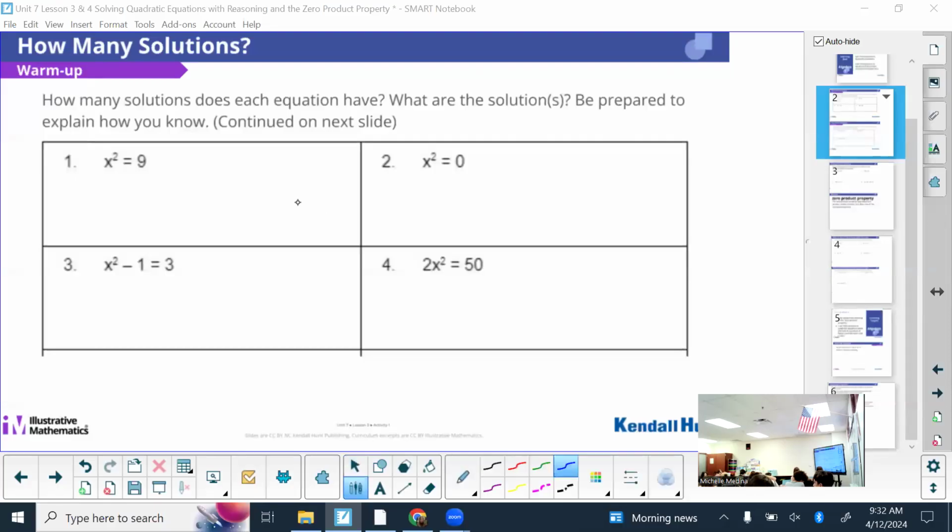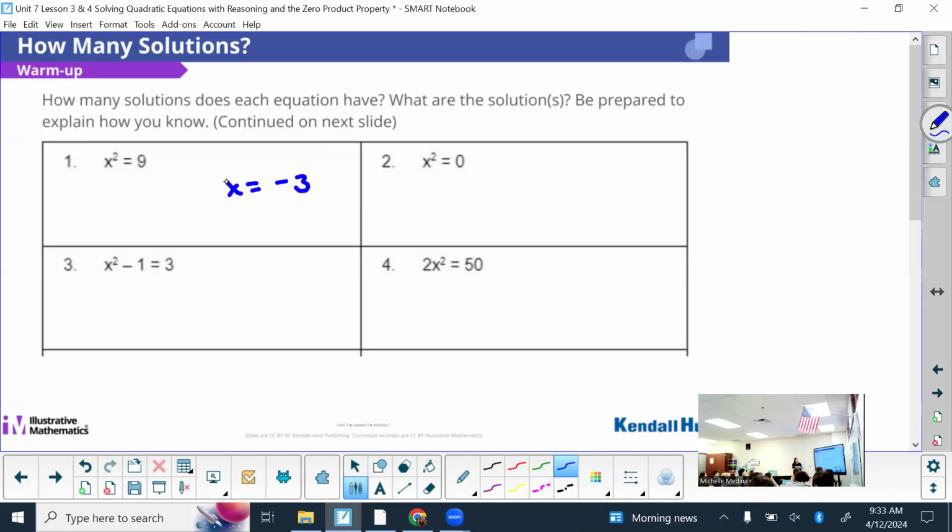Okay, so you were asked how many solutions does each equation have? And it didn't necessarily ask for the solutions, but we might as well talk about them if you do know them. So as a class right now, how many solutions does number 1 have? Okay, 2, what are the 2 solutions? Okay, -3 and +3. So yes, this one does have 2 solutions.